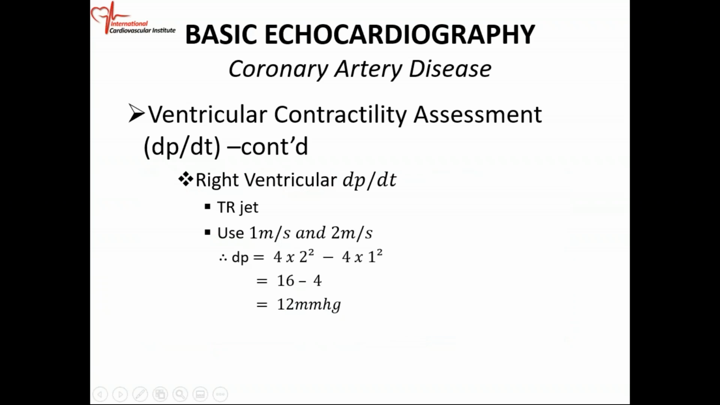When you're looking at the right side of the heart, you can do the same thing. dP/dt, change in pressure with respect to time. A bigger number is better than a smaller number. But on the right side, instead of using 1 meter per second and 3, we usually use 1 and 2. So the pressure at 1 meter per second, you do the same thing. You square the 1, multiply by 4, and then at 2 meters per second, you square the 2 and multiply by 4. So it's 16 minus 4, that's 12.